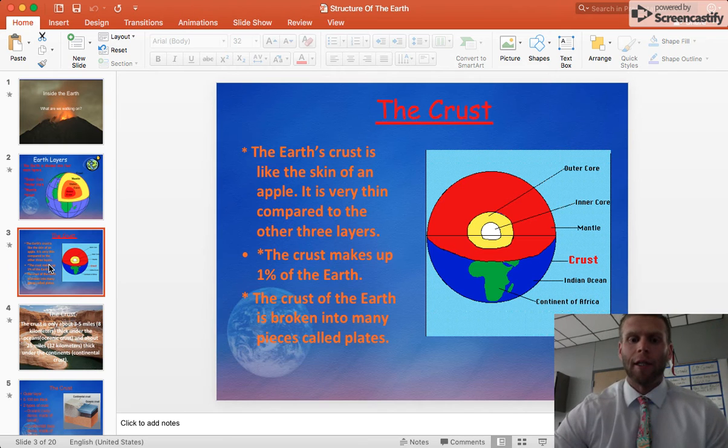So the Earth's crust is kind of like the skin of an apple. It's very thin compared to the other three layers. So it's a very thin layer. It makes up about 1% of the Earth. So if you think about that, it's very small, 1%. So the crust of the Earth is broken into many pieces called plates, tectonic plates. And we will talk about those later on.